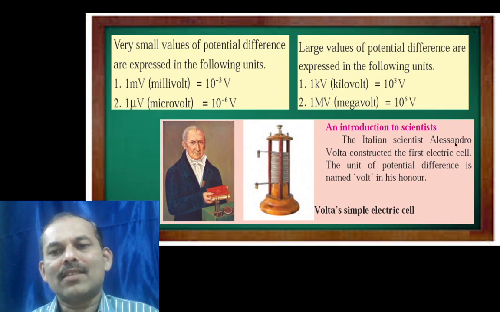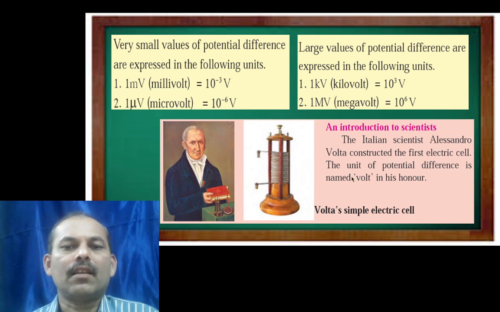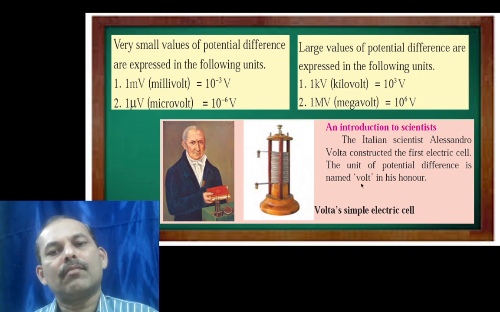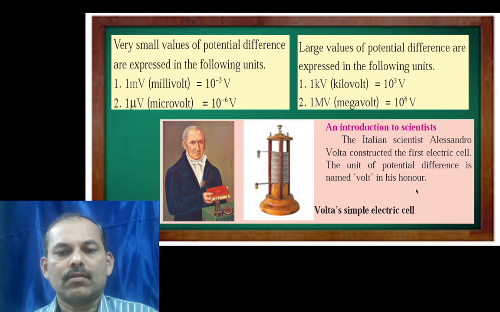The Italian scientist Volta constructed the first electric cell. The unit of potential difference is named volt in his honor. This is Volta's simple electric cell.